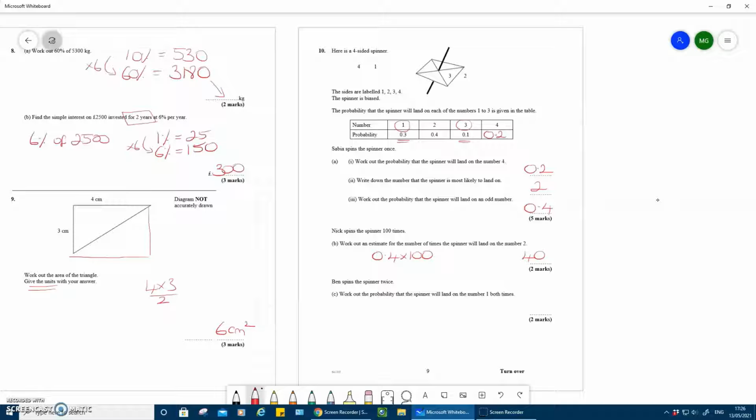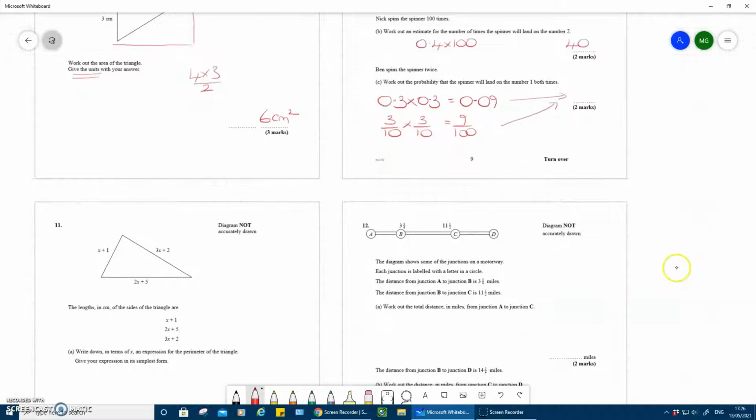Spins it twice, number 1 both times, okay. So the probability number 1 first time is 0.3, probability number 1 second time is 0.3, but for both to occur we multiply them together. So it's 0.09. Okay. Not 0.9, because we think of it, this is 3/10, this is 3/10, so you end up with 9/100ths. Right? So the answer could be that or that, either of those, or it could be 9%. Okay, any of those would be fine.